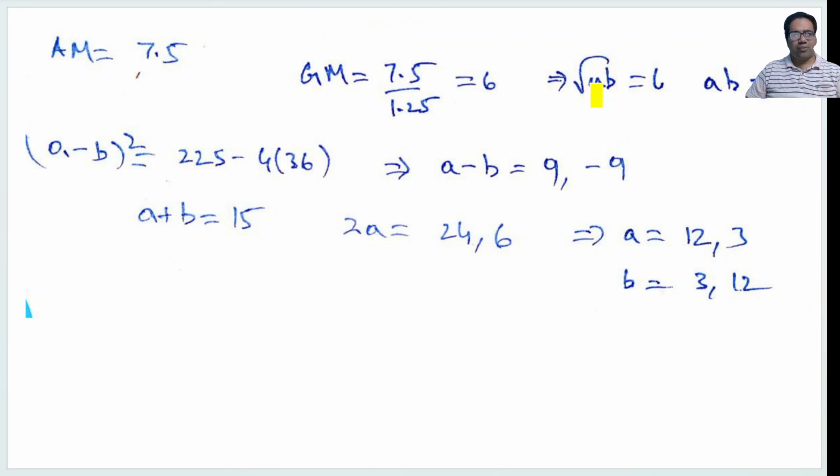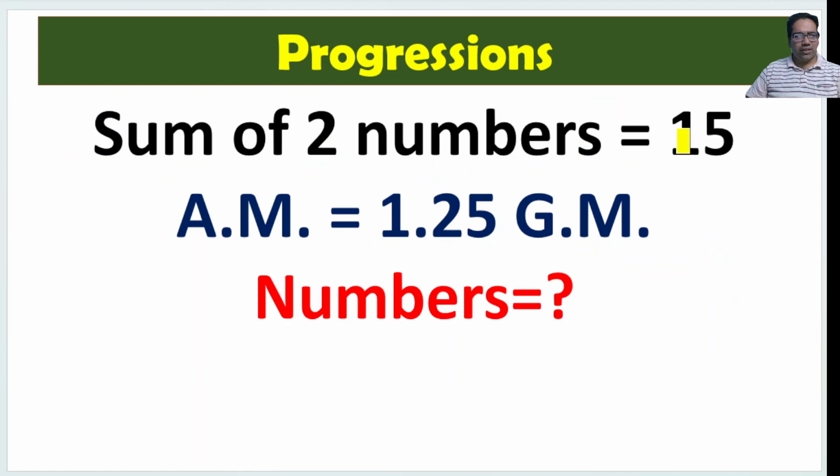That means what is GM? Root of ab is 6. That means ab is 36. Right. Now, what is (a minus b) whole square? (a minus b) whole square is (a plus b) whole square minus 4ab. Right. What is (a plus b) whole square? a plus b is already given as 15.